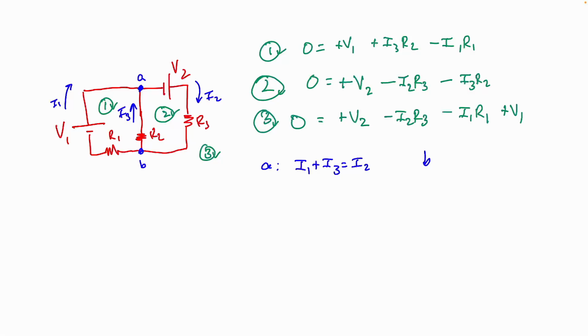And then for practice, let's do B. Here's I1. There's I3. There's I2, right? Which one's going in? I2. And the other 2 are going out.